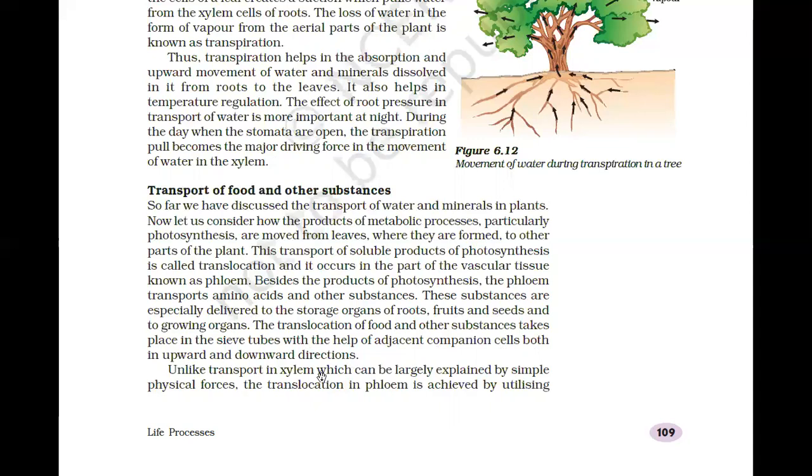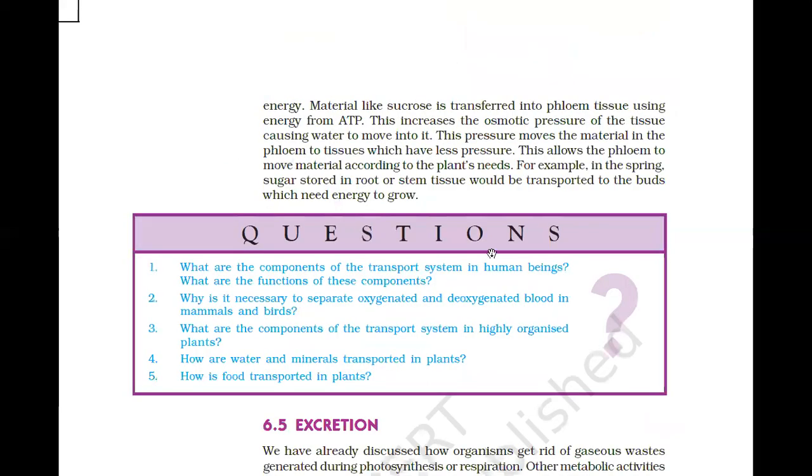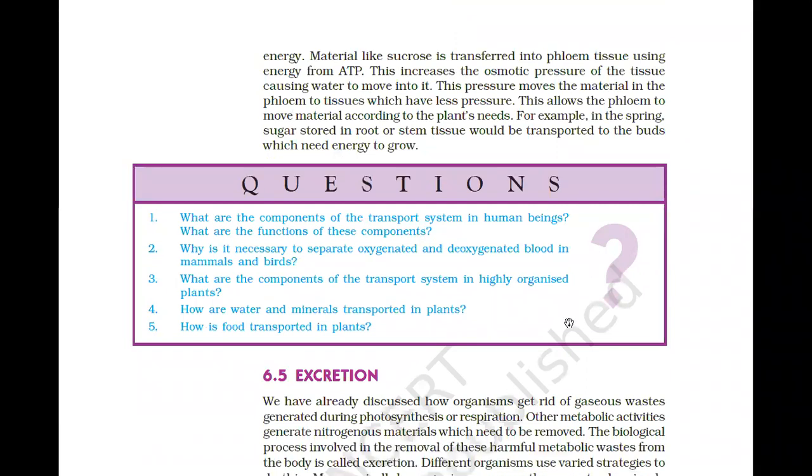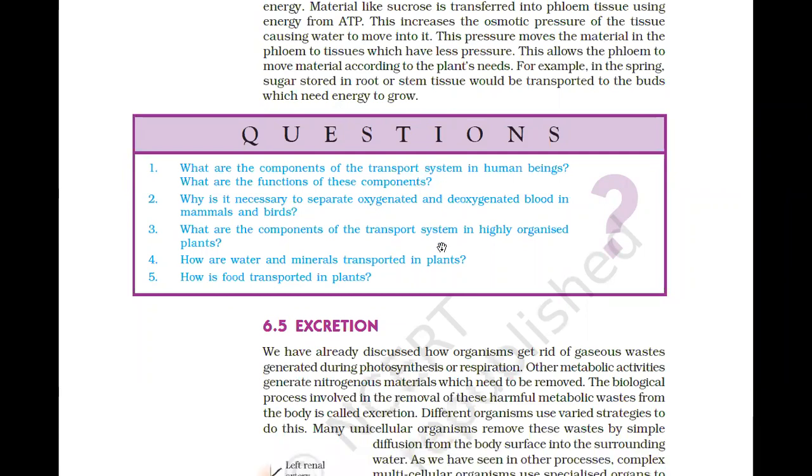Unlike transport in xylem, which can be largely explained by simple physical processes, the translocation in phloem is achieved by utilizing energy. Material like sucrose is transferred into phloem tissue using energy from ATP. This increases the osmotic pressure of the tissue, causing water to move into it. This pressure moves the material in the phloem to tissues which have less pressure. This allows the phloem to move material according to the plant's needs.